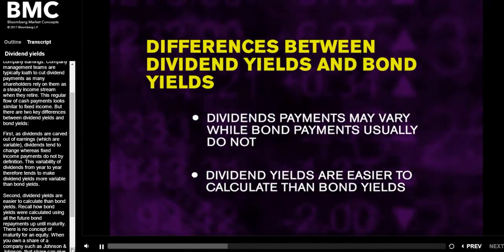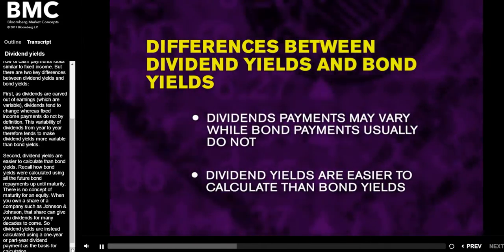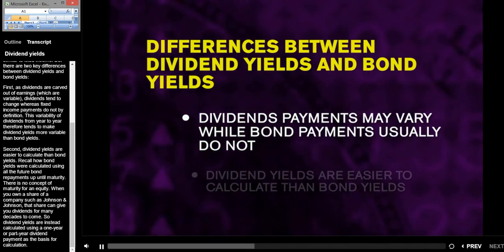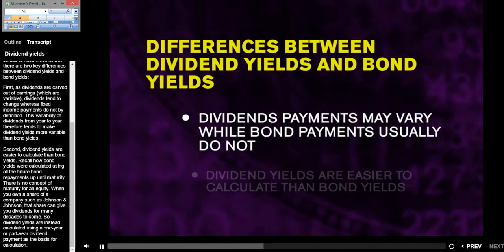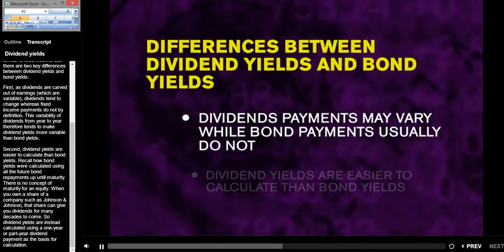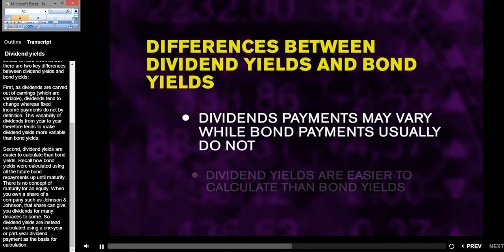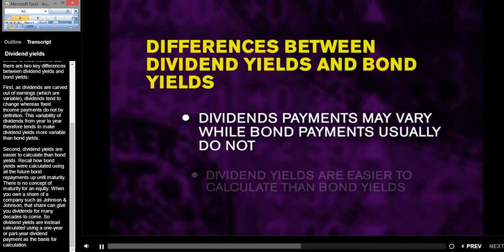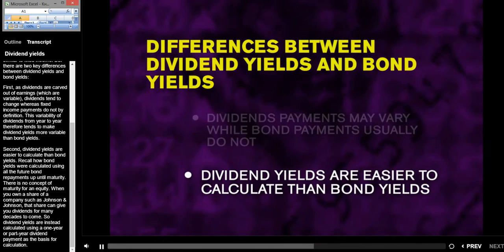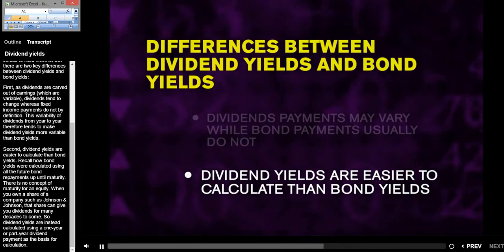This regular flow of cash payments looks similar to fixed income, but there are two key differences between dividend yields and bond yields. First, as dividends are carved out of earnings, which are variable, dividends tend to change, whereas fixed income payments do not by definition. This variability of dividends from year to year therefore tends to make dividend yields more variable than bond yields. Second, dividend yields are easier to calculate than bond yields.